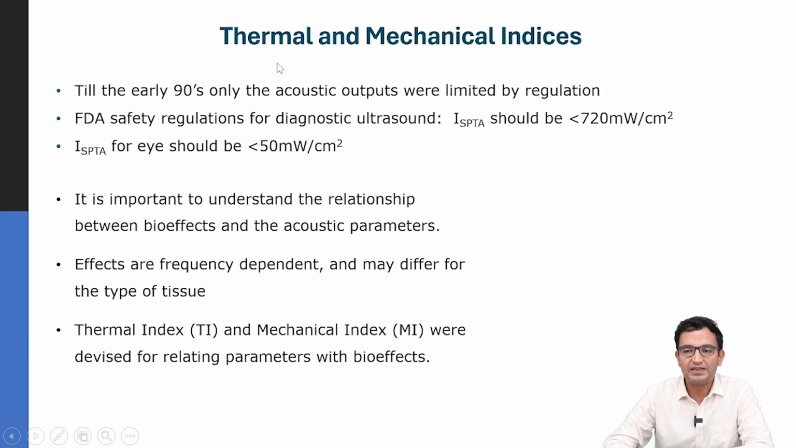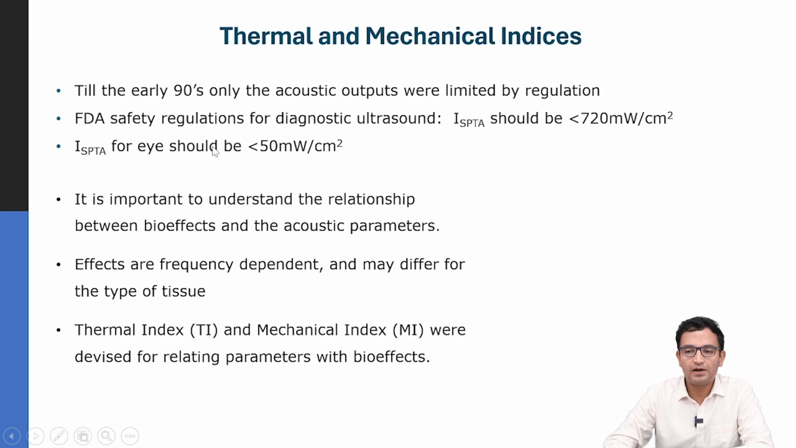So now here is the basic history of the development of these thermal and mechanical indices. Till the early 90s, only the acoustic outputs of ultrasound scanners were limited by regulation. Now this continues to date because the FDA has regulated the output: the spatial peak temporal average intensity should be less than 720 milliwatt per centimeter square. Similarly for the eye, which is a sensitive organ without a lot of heat diffusion, the ISPTA should be less than 50 milliwatt per centimeter square.